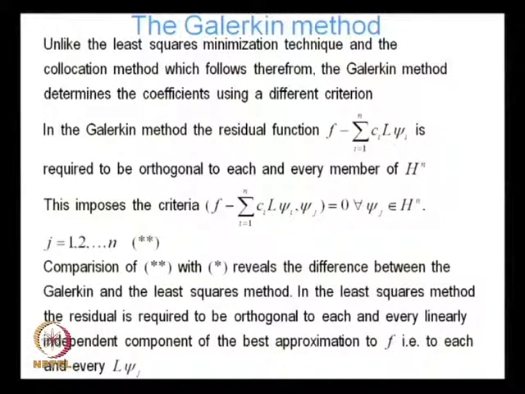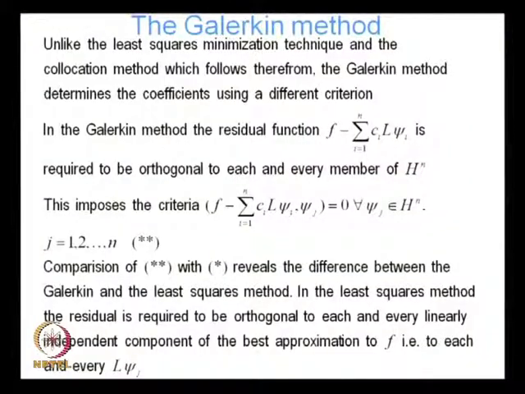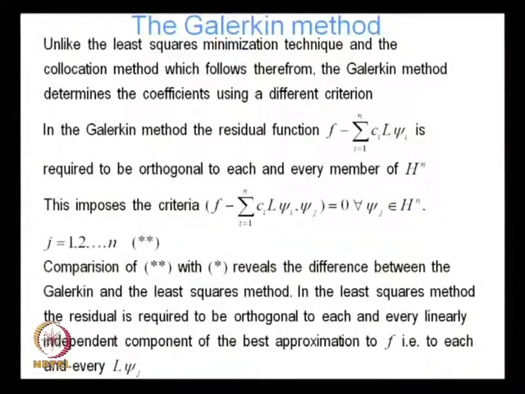Then let's talk about the Galerkin method, which is slightly different from the least squares method. Unlike the least squares minimization technique and the collocation method which follows from it, which we have seen earlier, where the collocation method is just the discrete version of the least squares method, the Galerkin method determines the coefficients using a different criterion. In the Galerkin method, the residual function, which is f minus the sum over i equal to 1 to n of c_i L psi i, remember that we are constructing the best approximation to f using the basis functions psi i. So L psi i, a linear combination of that, is approximately equal to f, and the residual is required to be orthogonal to each and every member of Hn.